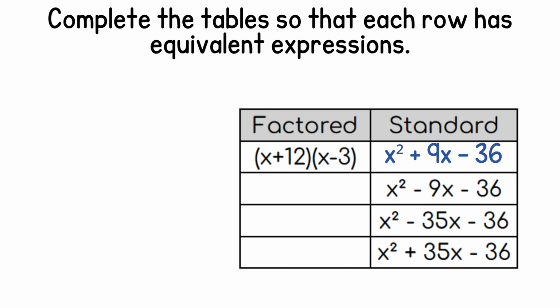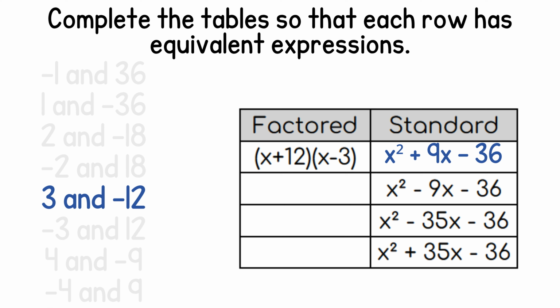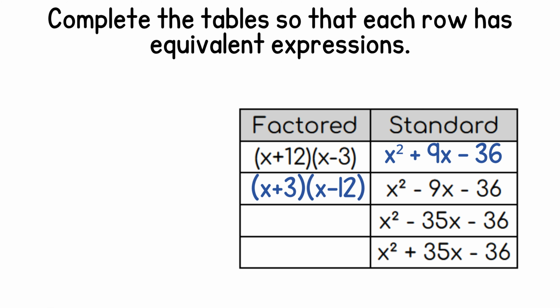Now we're going to turn the rest of the expressions in standard form into factored form. So we'll start by making our list of factors of negative 36 and find which one adds to negative 9. We can see that 3 and negative 12 will be the pair that satisfies this. So we'll put those numbers into our factored form.